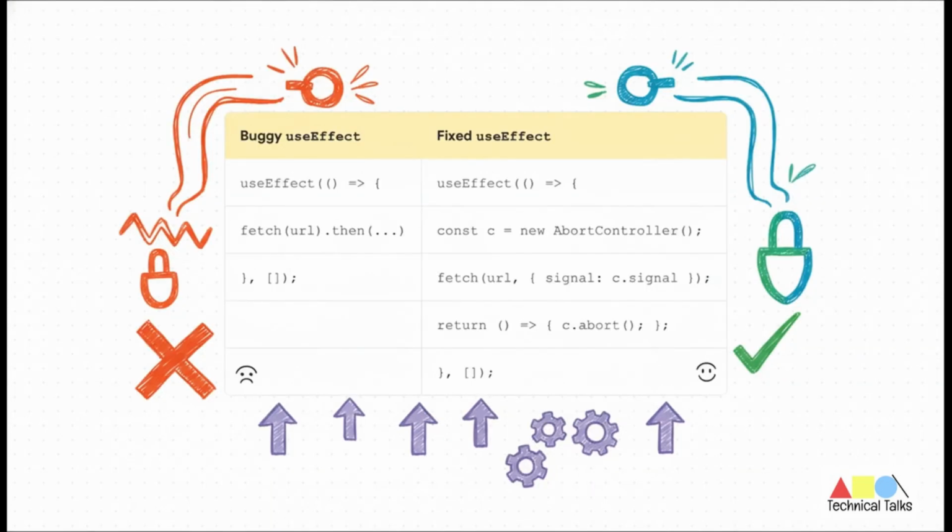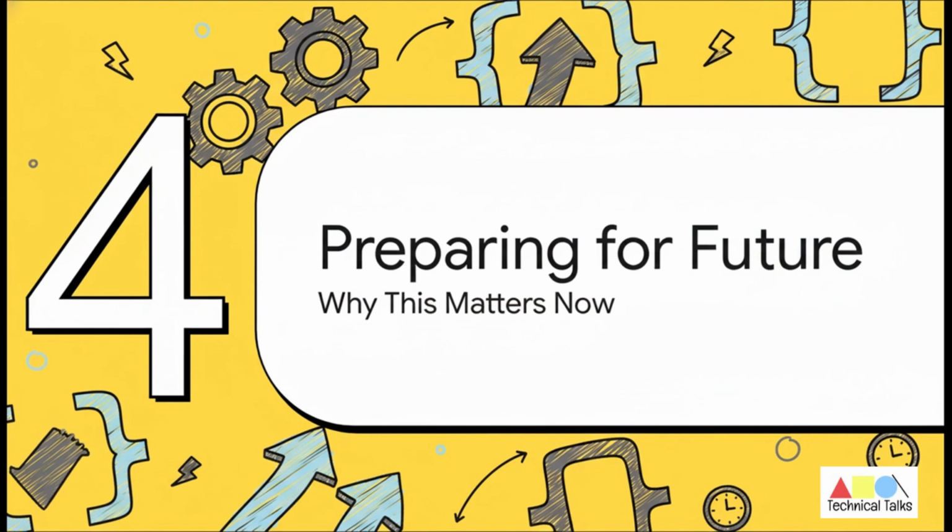Let's look at a super common example. On the left, a standard fetch call. If this component unmounts while that request is still flying through the internet, the code will still try to update the state of a component that doesn't exist anymore, and that's a bug. The fix is on the right. We use something called an AbortController. The cleanup function we return simply calls controller.abort. Now, if React unmounts this thing, the network request gets canceled. Bug squashed.